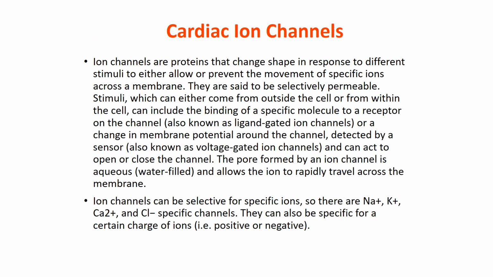Ion channels are proteins that change shape in response to different stimuli to either allow or prevent the movement of specific ions across a membrane. They are said to be selectively permeable. Stimuli, which can come from outside or from within the cell, can include the binding of a specific molecule to a receptor on the channel, also known as ligand-gated ion channels, or a change in membrane potential around the channel, detected by a sensor, also known as voltage-gated ion channels, and can act to open or close the channel. The pore formed by an ion channel is aqueous, water-filled, and allows the ion to rapidly travel across the membrane.